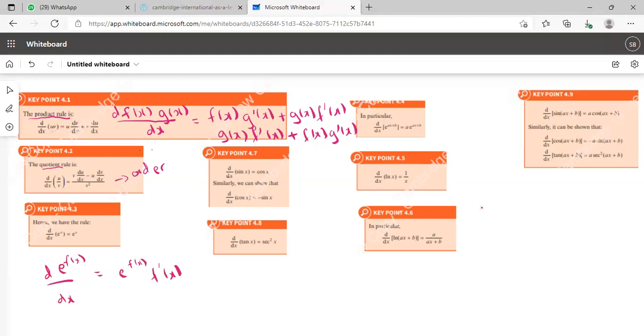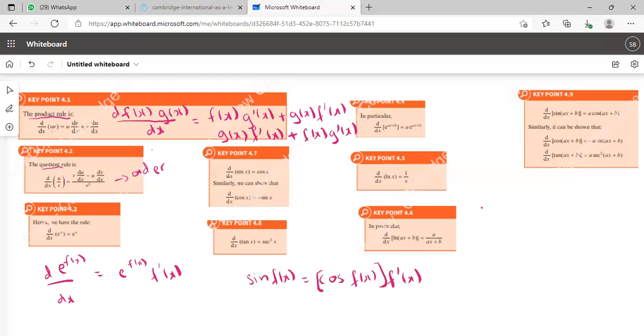Let's talk about these trigonometric functions now. This is sine x, derivative of sine x is cos x, derivative of cos x is minus sine x, but this is for sine x. If we have sine f of x, we simply have to write down cos f of x, and the derivative of f of x would come here as it is.